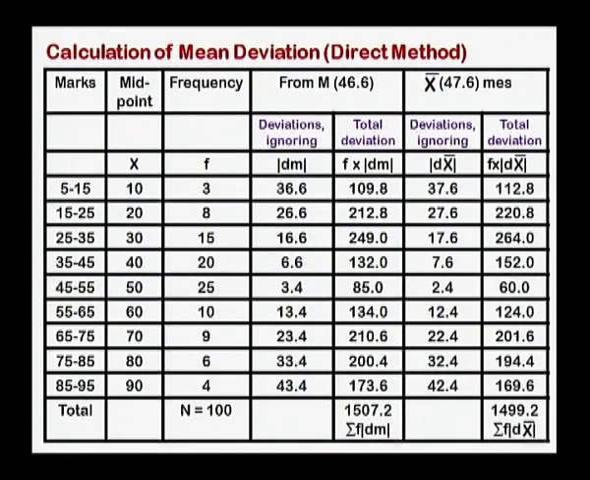Marks obtained by the students are given, the midpoint that we also calculated, and the frequency that we will also discuss. First of all, we have calculated deviations, but in this way we ignore the plus and minus signs. So, 36.6 is the deviation from median. How is it calculated? 46.6 is the median, and the midpoint is 10, and the difference is 36.6. Just find the difference of median and midpoint, but we have to overlook the signs of plus and minus.